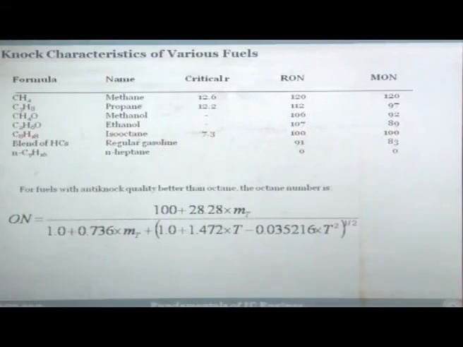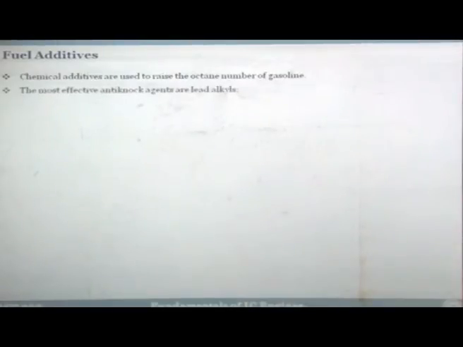For fuels with anti-knock quality better than isooctane, the octane number is determined by this empirical formula. Here MT is given, T is given. What is MT? MT is milliliters of tetraethyl lead per US gallon. This is no longer really valid because tetraethyl lead is banned all over the world. So we don't really use it, but from a historical perspective, I thought I would let you know. There are many chemical additives that are used to raise the octane number of the fuel.